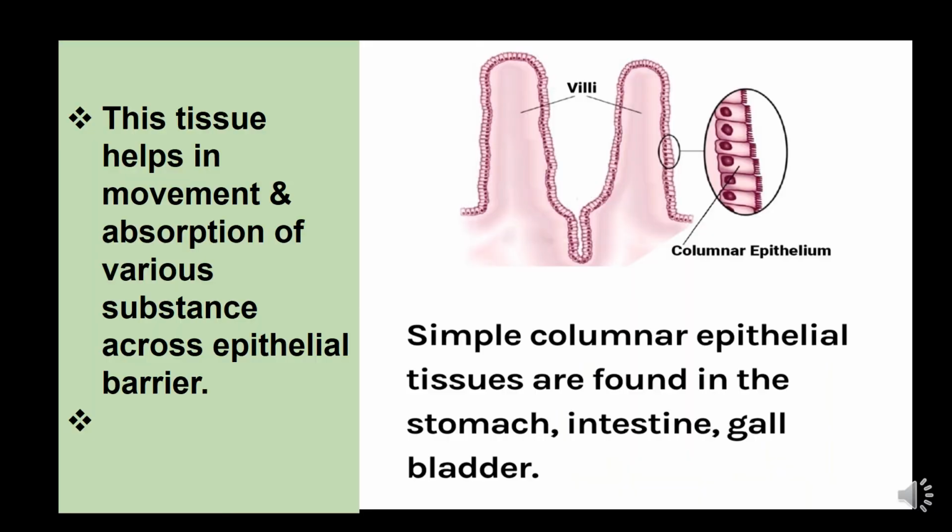This tissue is present in the walls of stomach, intestine and gallbladder. As you know, the stomach and intestine are important organs of our digestive system. So in the walls of the stomach, it helps in the movement of food, and also it performs the function of absorption of nutrients through villi in the small intestine. So these are the important functions performed by columnar epithelial cells.